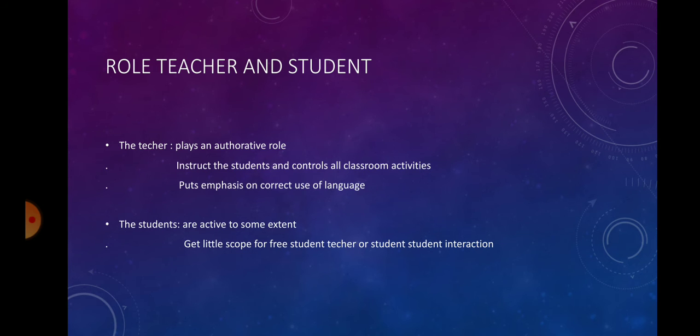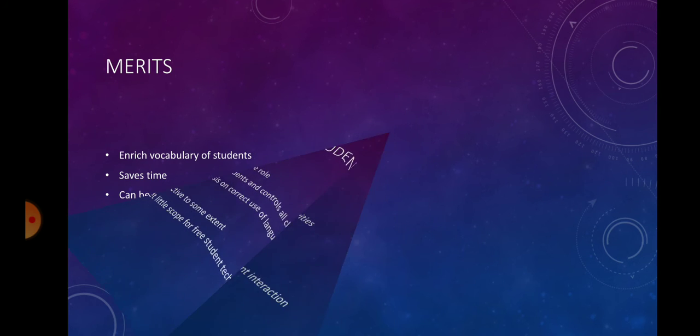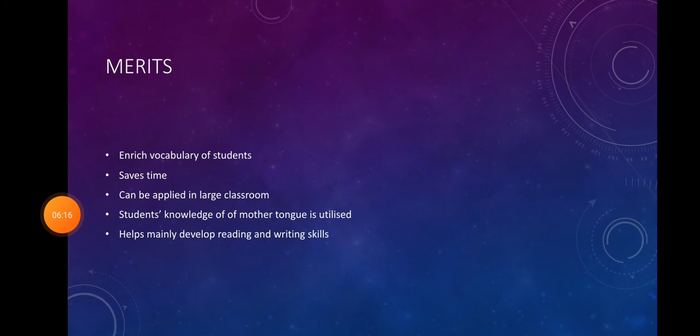And what is the role of the students? The students are active to some extent, but not in a very big sense. The students get very little scope for free teacher student activity, or student student interaction. So that is all about the role of the teacher and the students. Now we have to know the merits and demerits also. Yes, grammar translation method has its own merits.